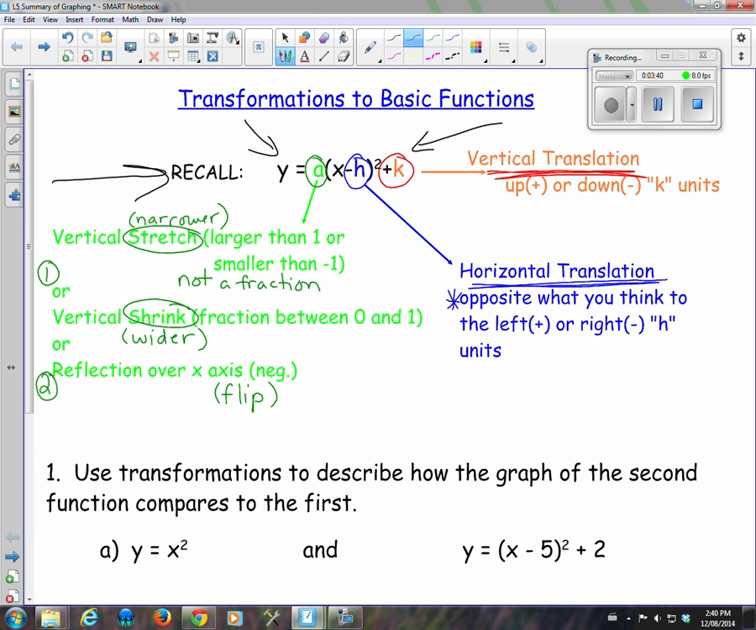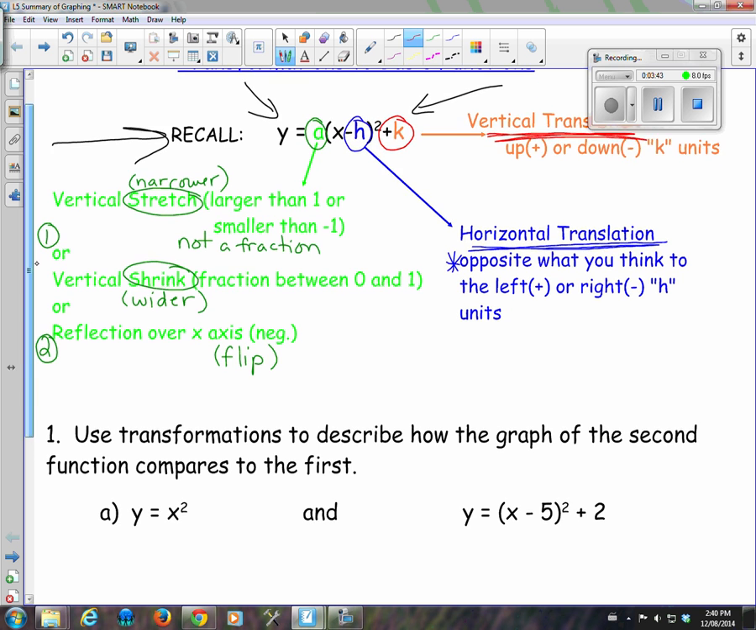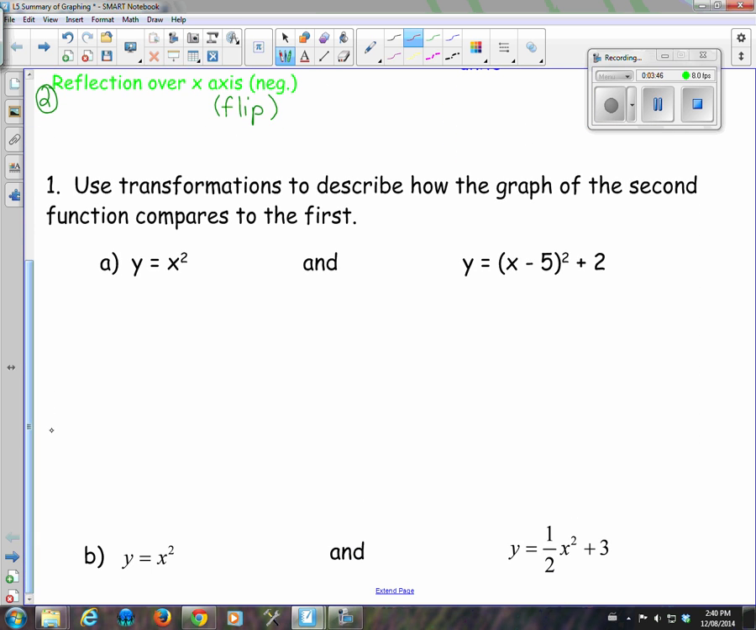So when we notice these patterns, we can do 2 things. 1, we can use this terminology to describe what is happening to the graph. So for example, use transformations to describe how the graph of the second function compares to the first. So if I start with x squared and I end up with (x minus 5) squared plus 2, I think of my pattern, y equals a(x minus h) squared plus k. And I see that the 5 is in the h spot and the 2 is in the k spot.